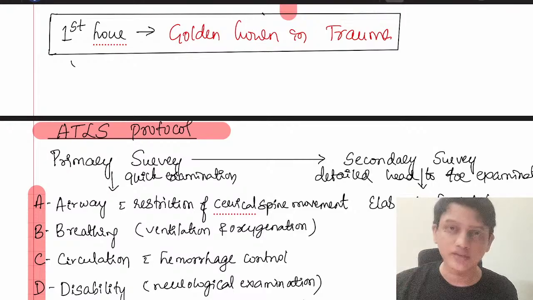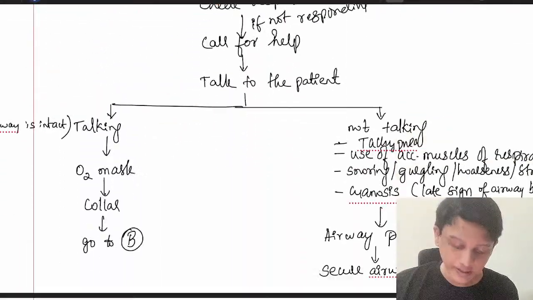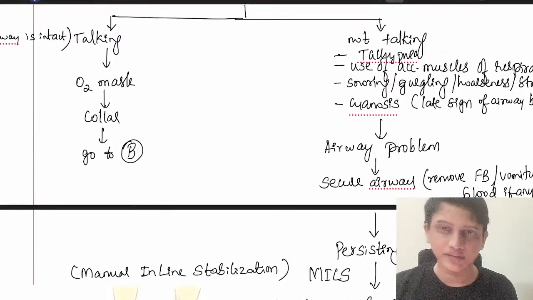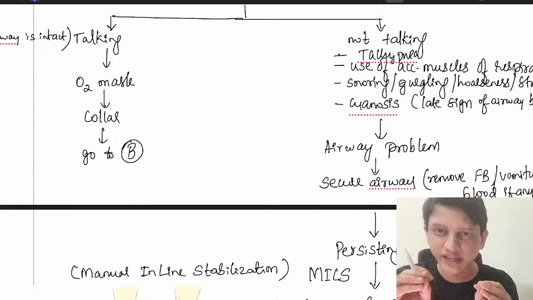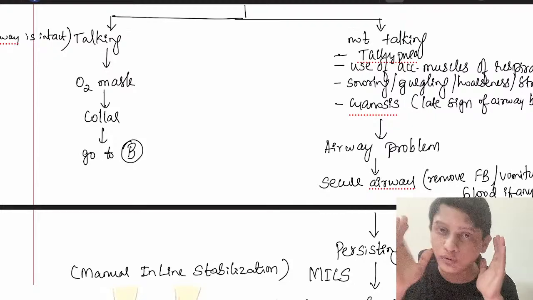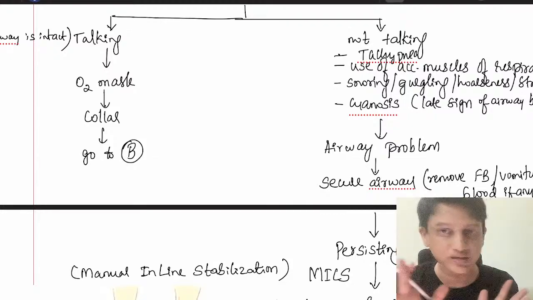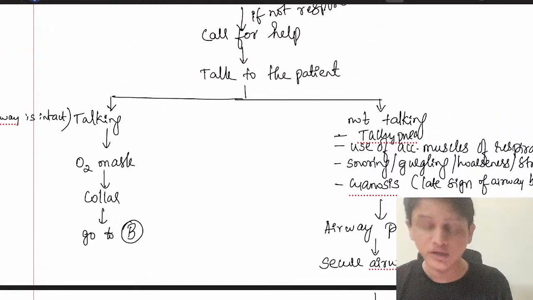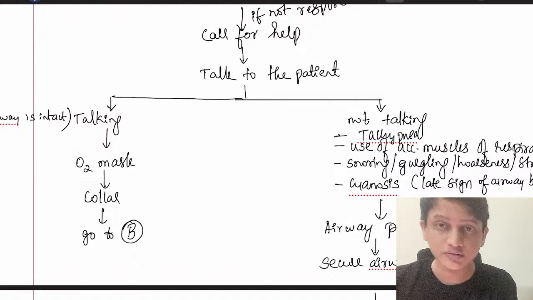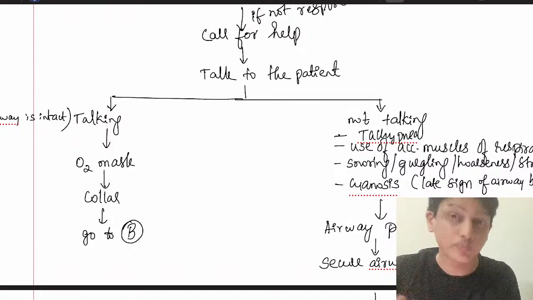Then you are going to the second, what is that? B. That is breathing. Only like that. So after not just checking, if there is a problem, you have to intervene immediately. Hope it's clear now. If the patient is not talking, what are the features that say he's not talking or he's not able to talk?